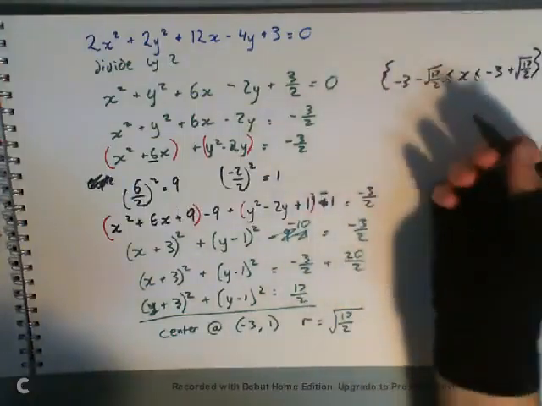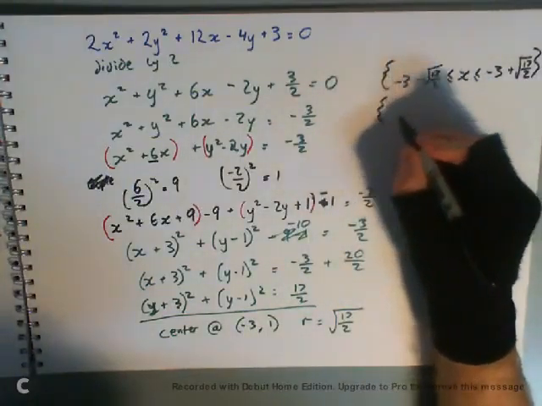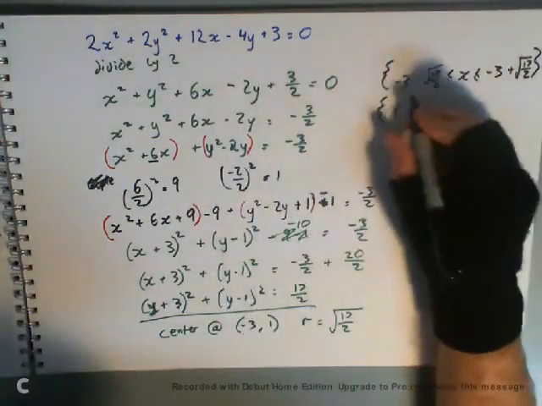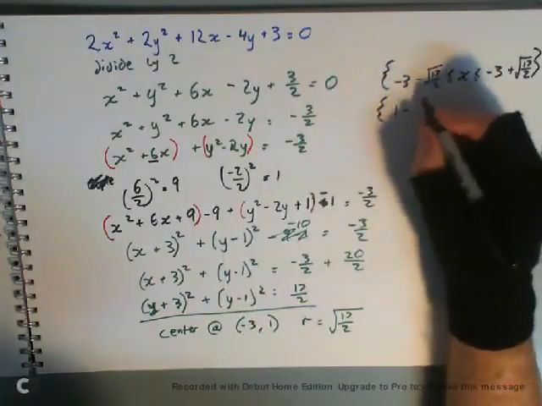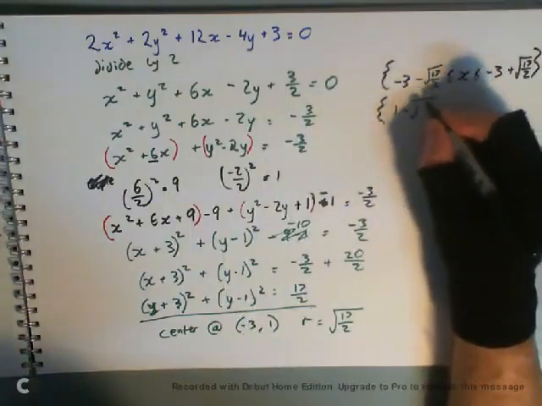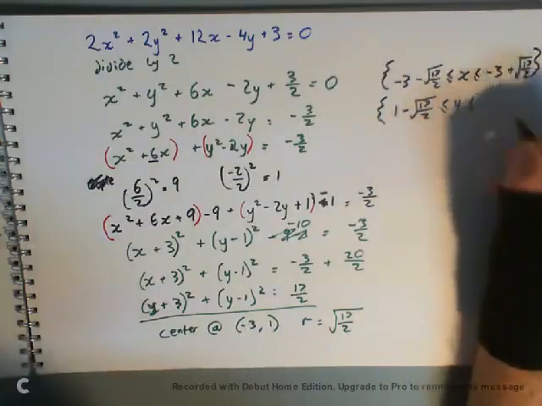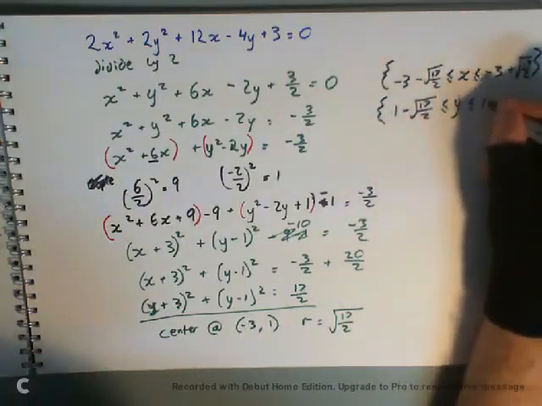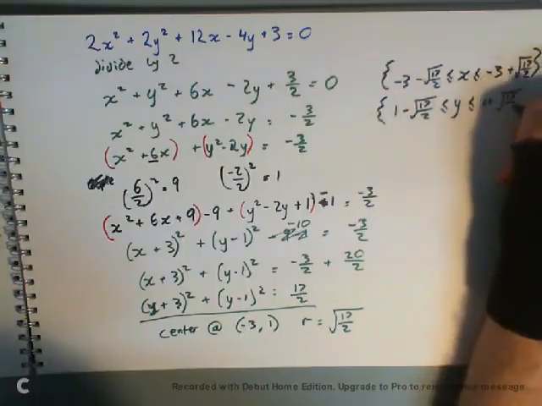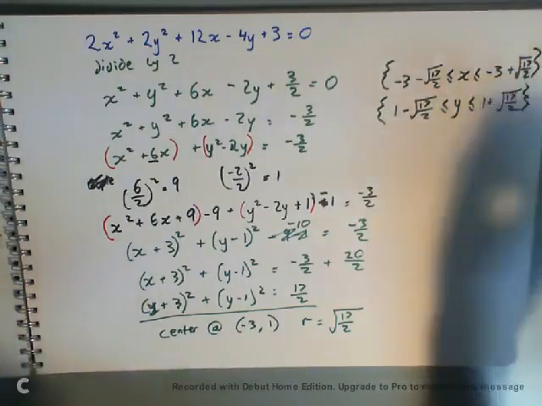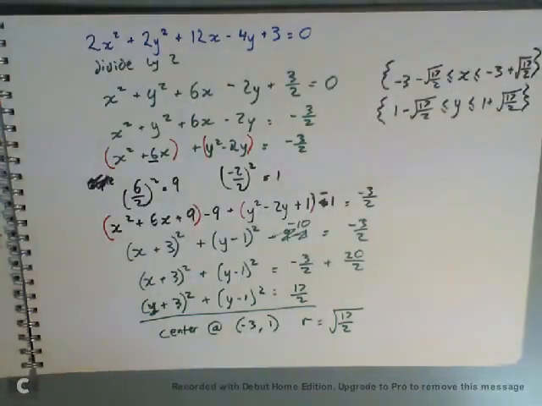Now our range, similar case. Where do we start with? We start at 1. How far do we go down? We go down root 17 on 2 for our y. And how far do we go up? Well, we just add that. Okay, so that's part B.